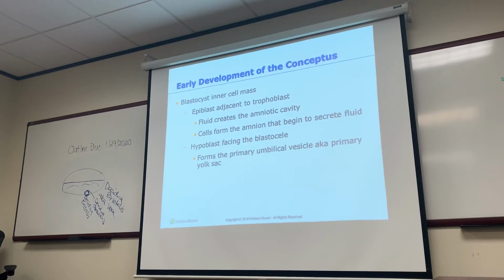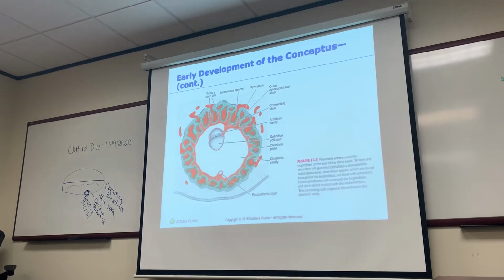That's what forms the primary yolk sac. We don't see that. We see the secondary yolk sac, not the primary yolk sac. It's already pinched off by the time we see a yolk sac inside the gestational sac. The outer cytotrophoblastic shell, the connecting stalk, the amniotic cavity. This is when we would see a double bleb.